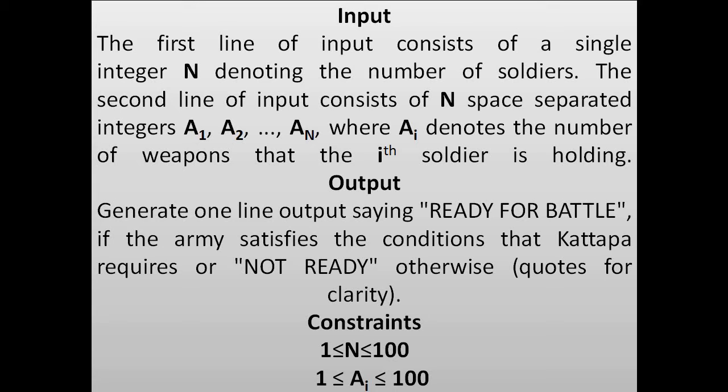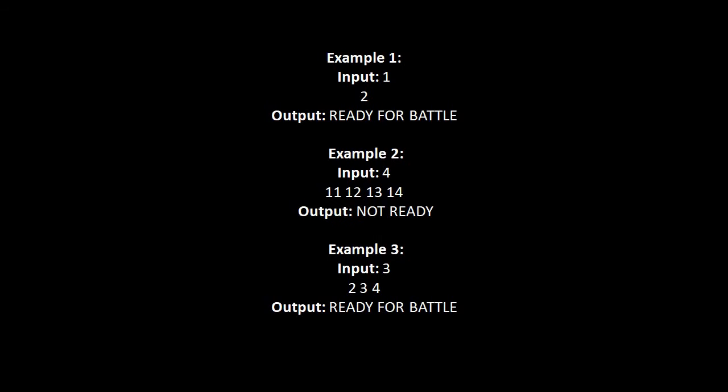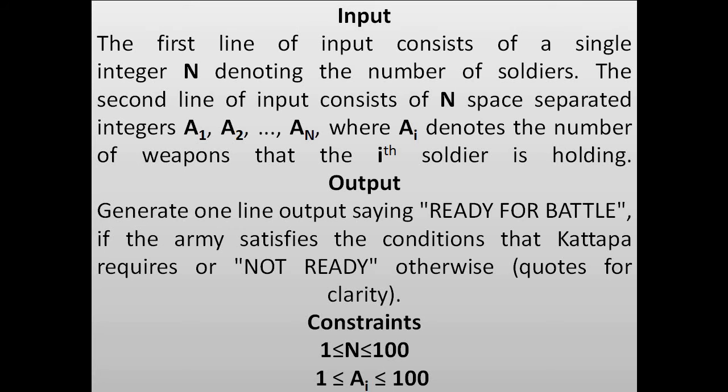Output would be one line saying ready for battle if the army satisfies the condition that Katappa requires. That is, if the number of lucky soldiers is more than the number of unlucky soldiers, the army is ready for battle. And if the number of lucky soldiers is less than or equal to the unlucky soldiers, then the army is not ready for battle. We also had constraints where N would be between 1 to 100 and the number of weapons a soldier can have could also be between 1 to 100.